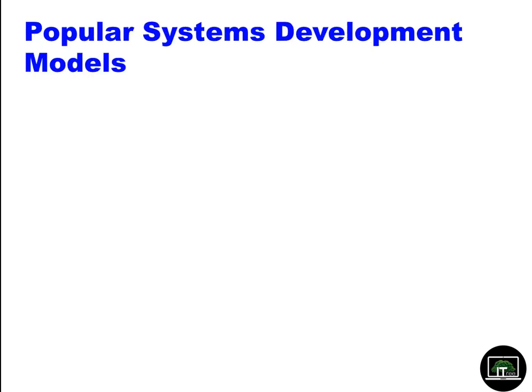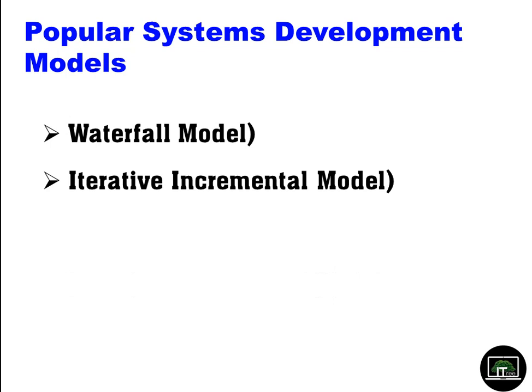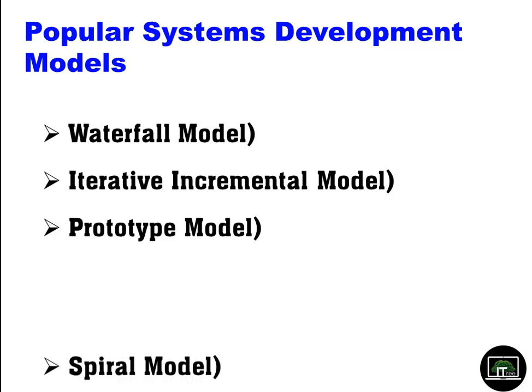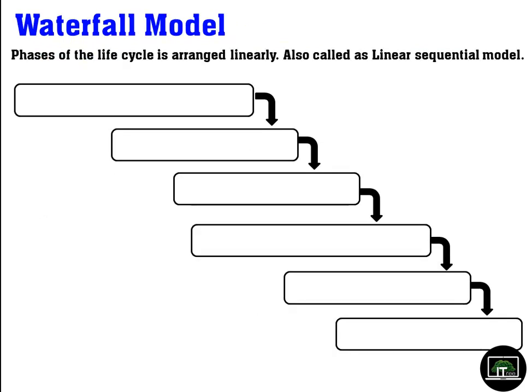The system development life cycle is one of the methods used to develop systems, but there are many other methods used to develop systems. One is called the waterfall model. Next one called the iterative incremental model. Third one called the prototype model. Last one we call the spiral model. So these are a few popular methods. Waterfall model, this is a very simple thing. Whatever we discussed in the life cycle, these steps are arranged like a waterfall. It is going from top to bottom, one after the other, like a waterfall.